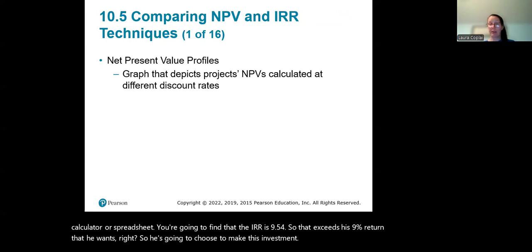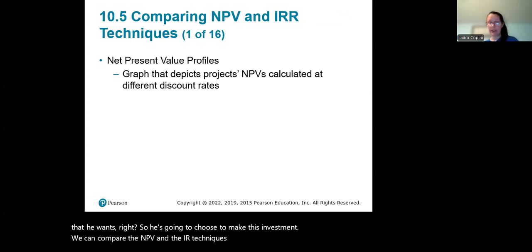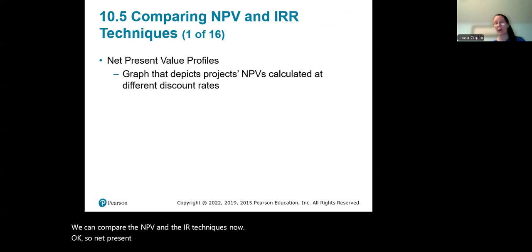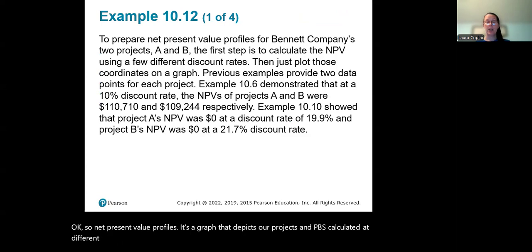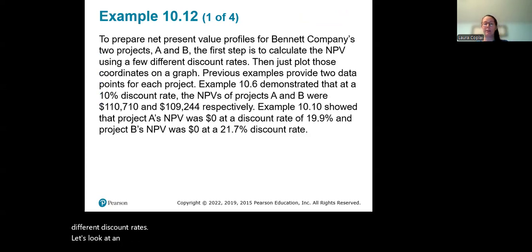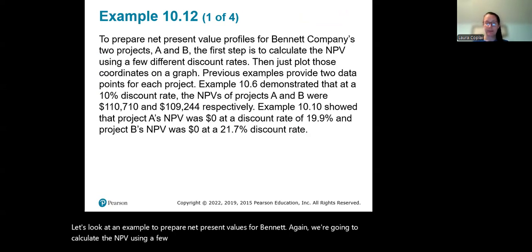We can compare the NPV and the IRR techniques now. Okay, so net present value profiles, it's a graph that depicts our project's NPVs calculated at different discount rates. Let's look at an example. To prepare net present value profiles for Bennett again, we're going to calculate the NPV using a few different discount rates. Then we're going to plot those on a graph.